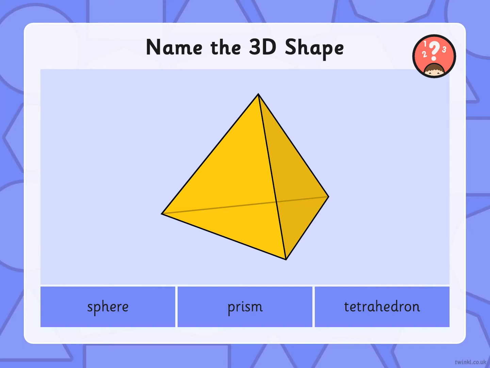Notice all of the 2D shapes. If we were to pull this 3D shape apart to make the net, they would all be made up of triangles. Bit of a mouthful, this one. It's called a tetrahedron, or some people call it a triangular based pyramid. Okay, tetrahedron.